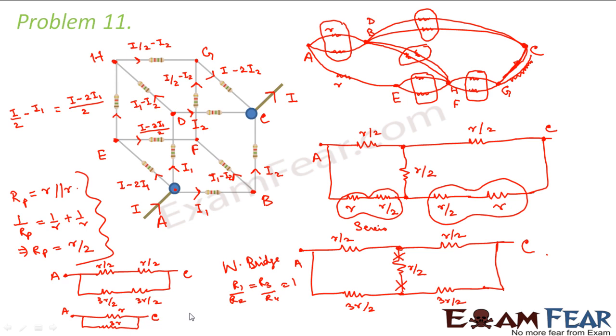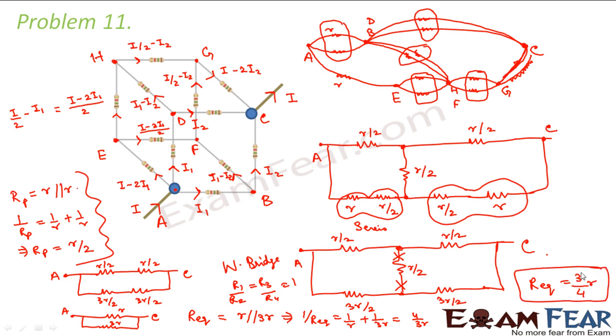So now the equivalent resistance of the circuit will be the parallel combination of R and 3R. Therefore, 1 by R equivalent is equal to 1 by R plus 1 by 3R. Right? So this will be equal to 4 by 3R, or we can say R equivalent is equal to 3R by 4. So this is the equivalent resistance of the circuit.